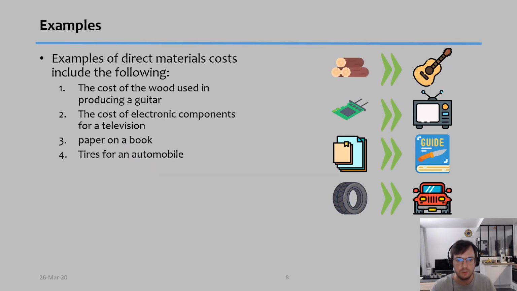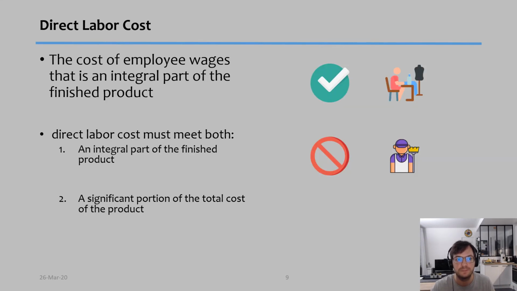The second, so for a couple more examples, just to give you an idea. For example, the wood that I use to produce guitars, electronics that I use to produce TVs, paper that we use to produce a book, tires that we use to produce a car, all of those things are direct material costs. The second category of cost we had is direct labor.